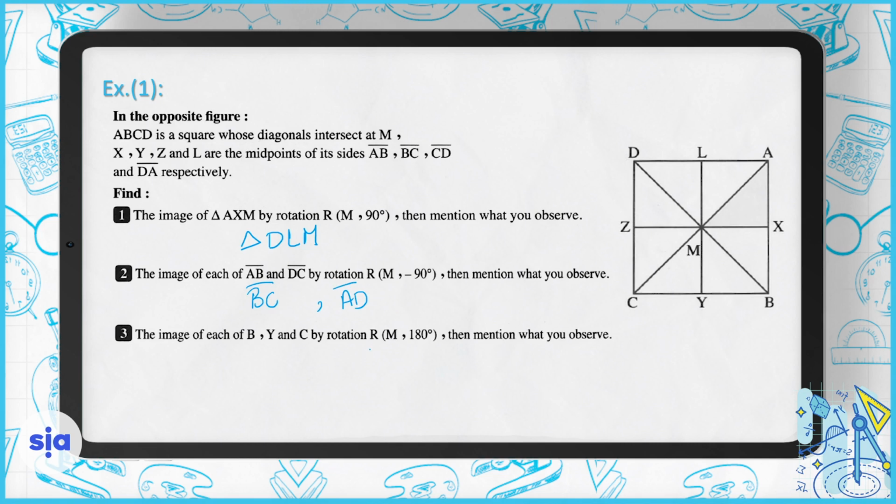Question 3: the image of each of points B, Y, and C by rotation R(M, 180°). So the rotation of B becomes point D, the rotation of Y becomes point L, the rotation of C becomes point A.